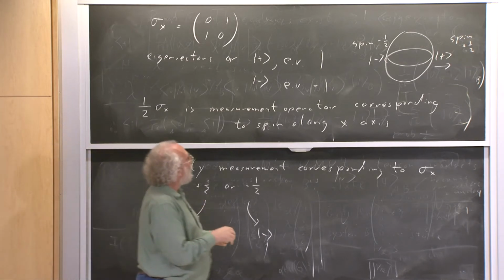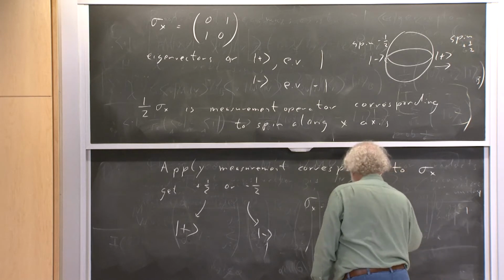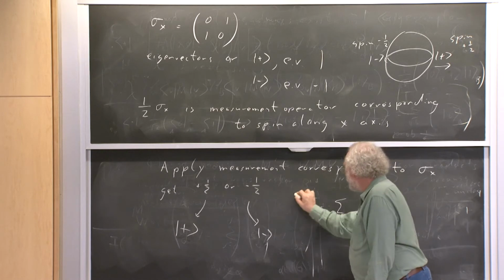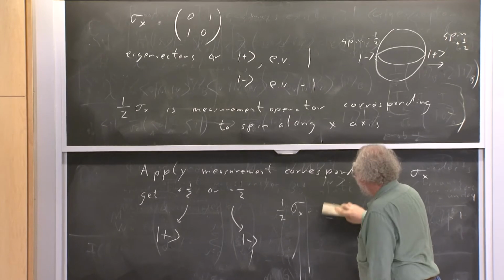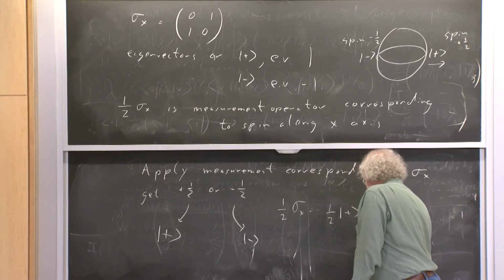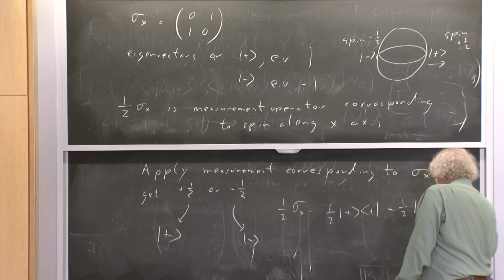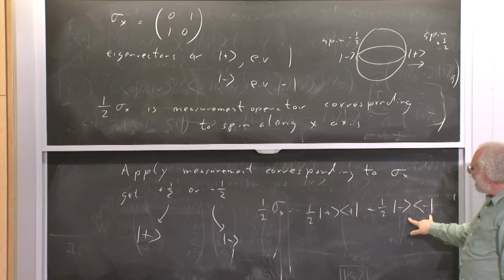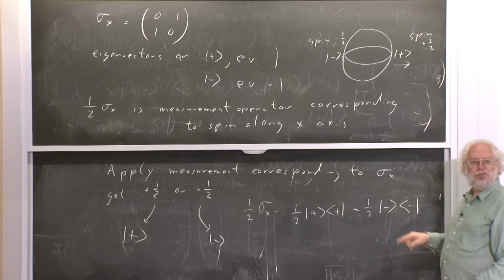And this is just because 1/2 sigma x equals 1/2 plus plus minus 1/2 minus minus. So this corresponds to the measurement in eigenvectors plus and minus.